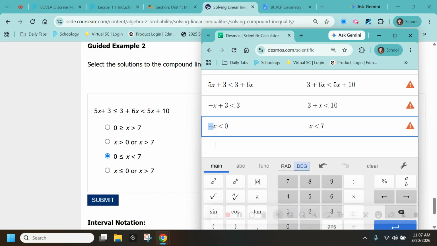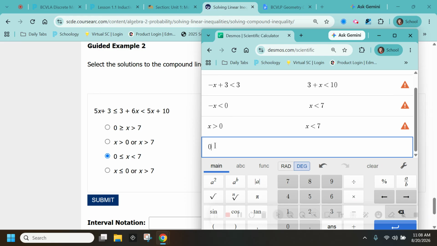Final step, since this is a negative 1, we are going to divide by negative 1, so we flip the sign. Again, this is x greater than or equal to 0, and this x stays the same, less than 7. So we know that x is greater than or equal to 0, but less than 7. So we can rewrite this as 0 less than or equal to, again, I don't have that symbol, so just remember that it's less than or equal to, x less than 7. And so it's this one here.